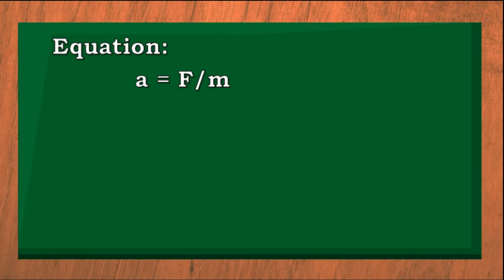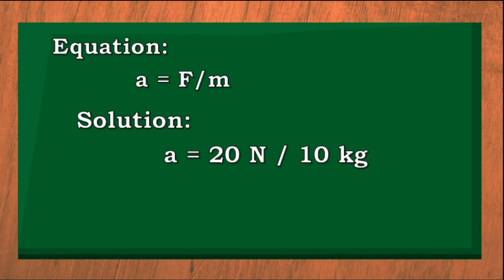Based from the equation, let us substitute the given values. Acceleration is equal to force divided by mass. Force is equal to 20 newtons, while mass is equal to 10 kilograms. So, 20 newtons divided by 10 kilograms, and that is equal to 2 meters per second squared.